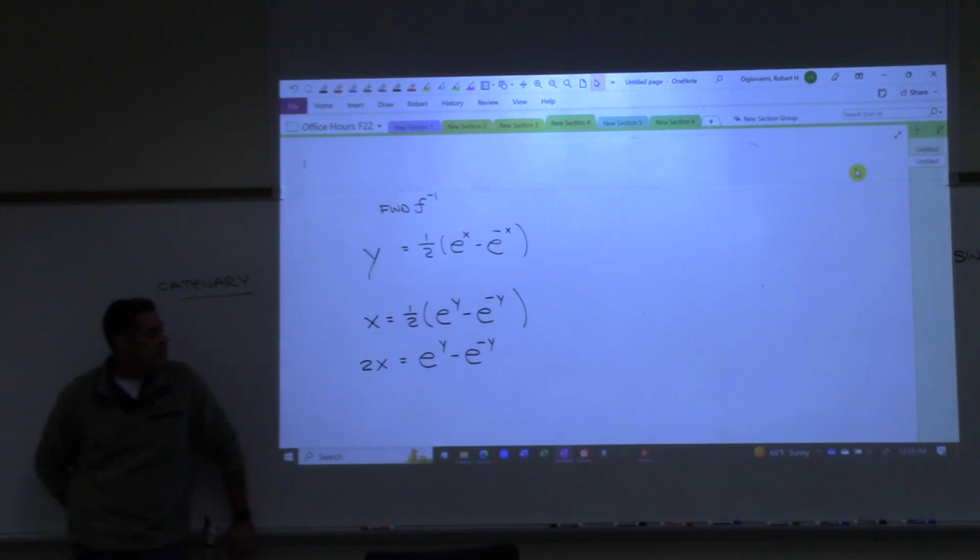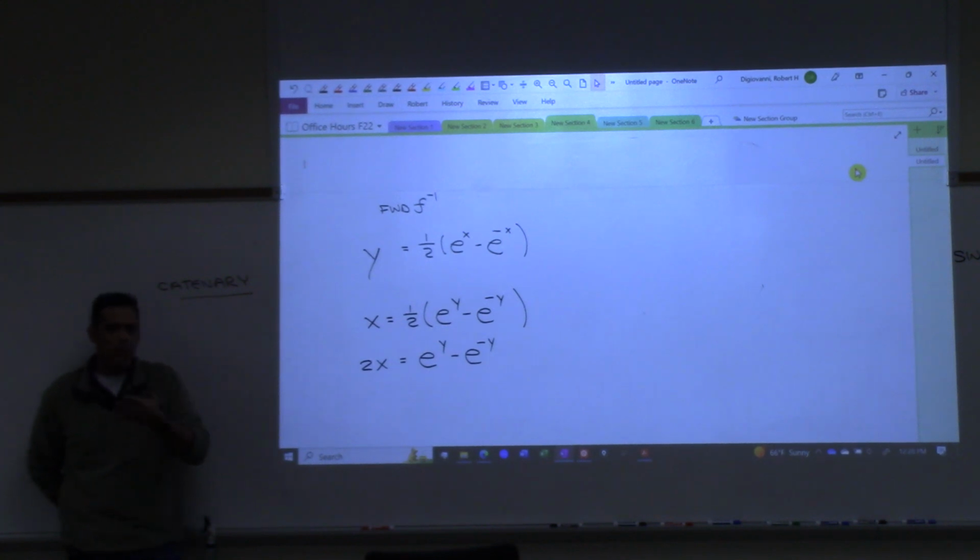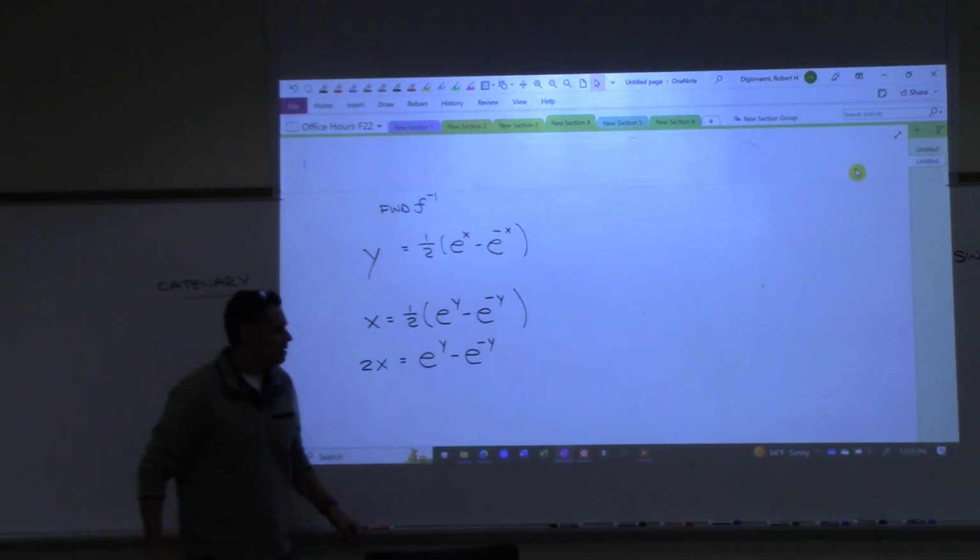Take the natural log of both sides. Okay, natural log of both sides. That's normally what people will do with this. I mean, you want to get rid of the e, right? Natural log. Is that what you do? Well, do you have something different? Well, no, I have that. But I kind of have something weird.